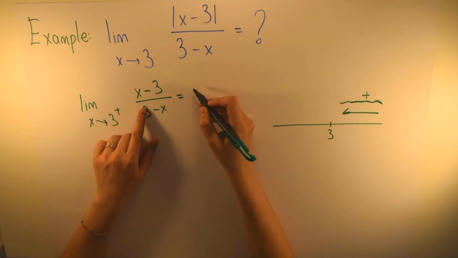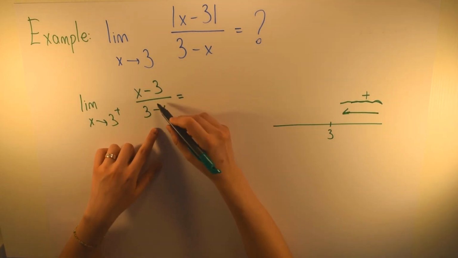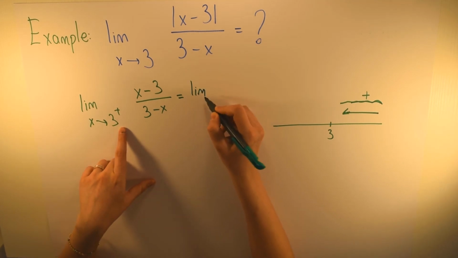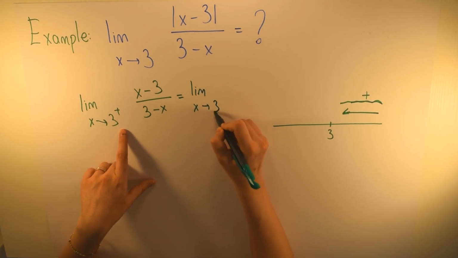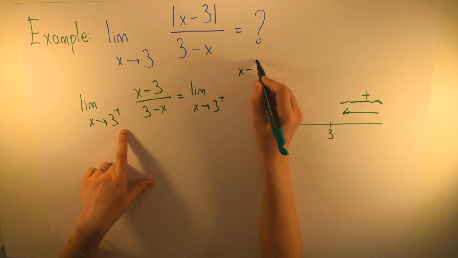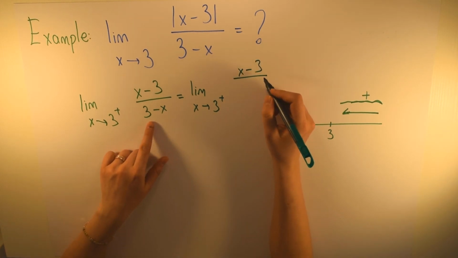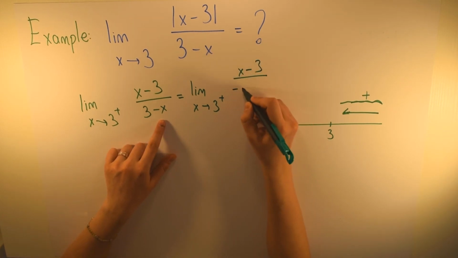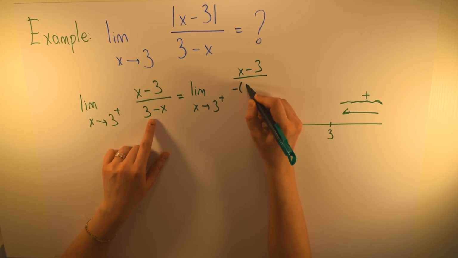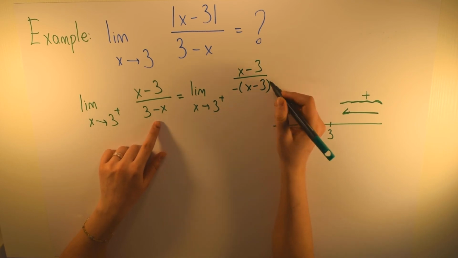So let's continue here. What we can do, the limit as x approaches 3 from the right side of x minus 3 over, instead of 3 minus x, I can write this as minus of x minus 3, which is the same thing.